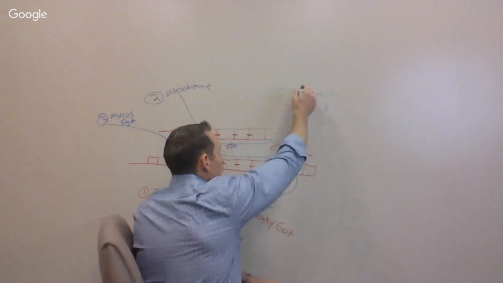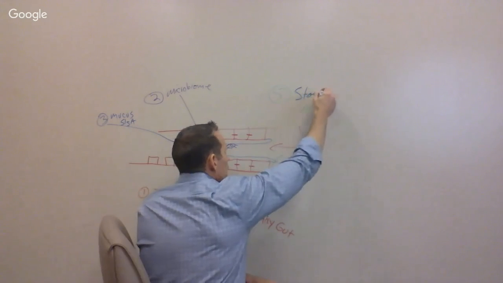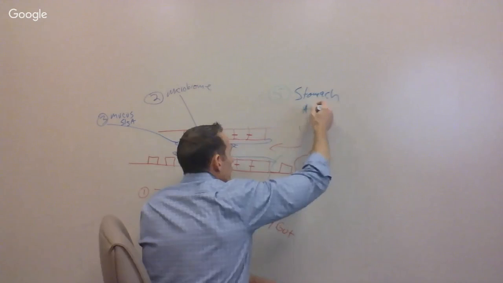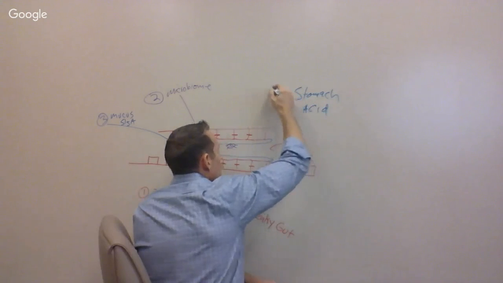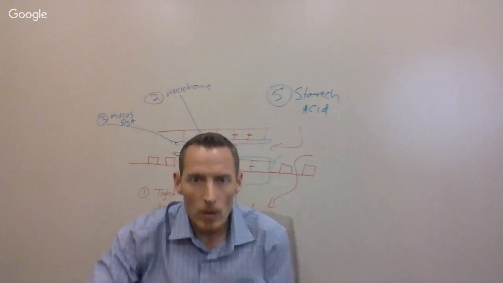For those of you who can't see number 5, it's stomach acid. I'm going to write it in a little darker for you. Okay. Hopefully that helps.